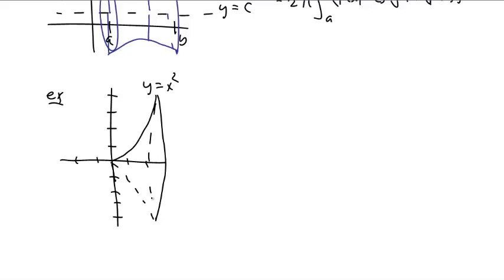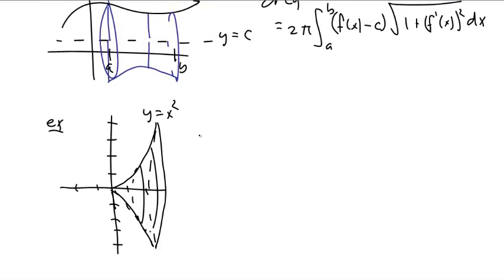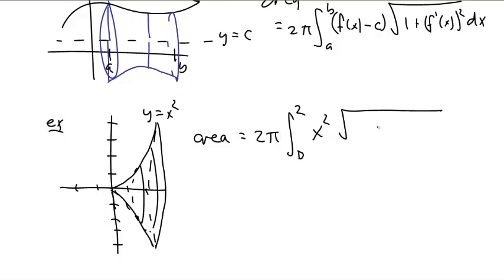So what is this surface area? How bad could that be? Well, following the formula, the area is 2 pi times the integral from 0 to 2 of x squared minus 0, because we're just using the x-axis, times the square root of 1 plus the derivative of f squared. The derivative of x squared is 2x, the square of that is 4x squared, dx.